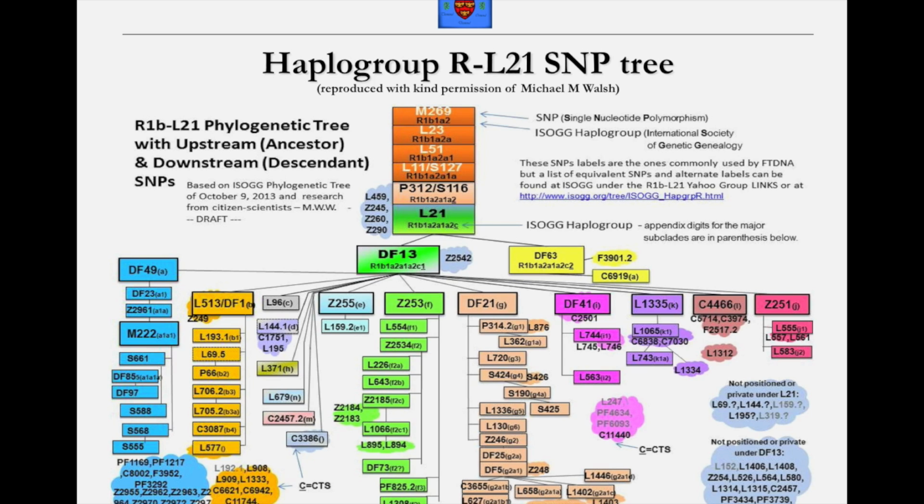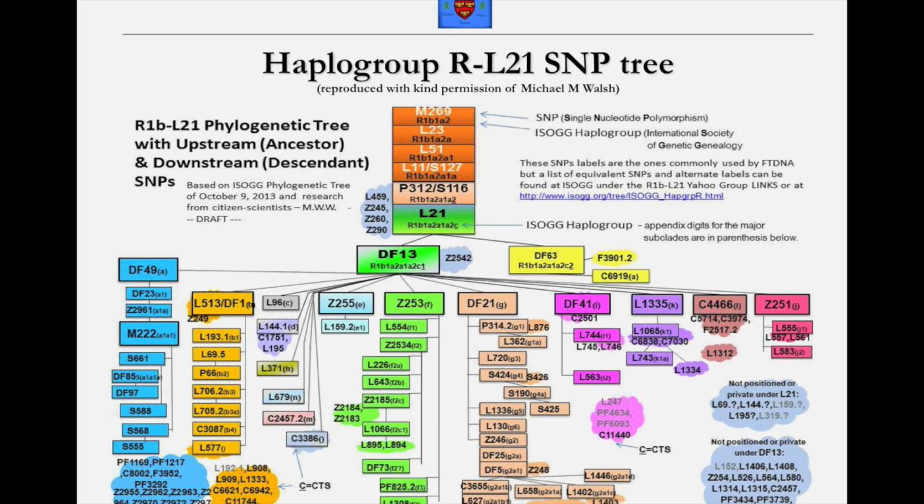The SNPs, the key markers: L21 divides into two. 95% have DF13, 5% have DF63, and then under DF13 you'll find 15 different SNPs. It's like a population explosion, if you like. These are spread out all over Europe. Some of these are particularly prevalent in Ireland, and others are not.